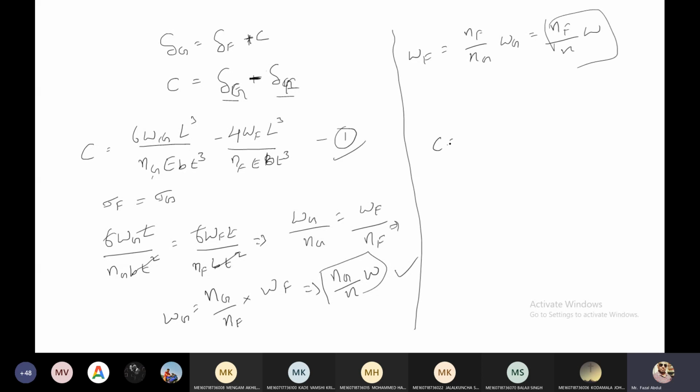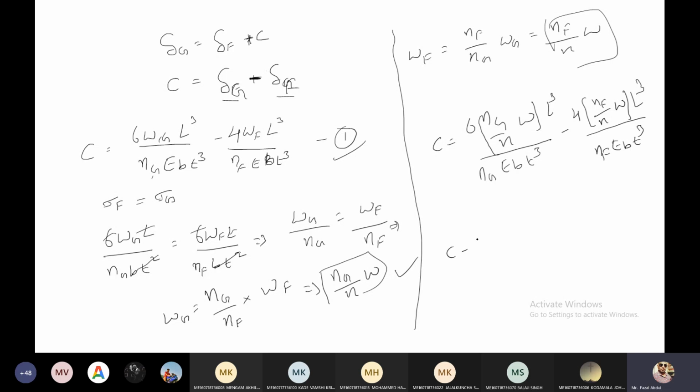C equal 6 into WG, what we get: NG by N into W into L cube by NG EBT cube, minus 4 into NF by N into W into L cube by NF EBT cube.